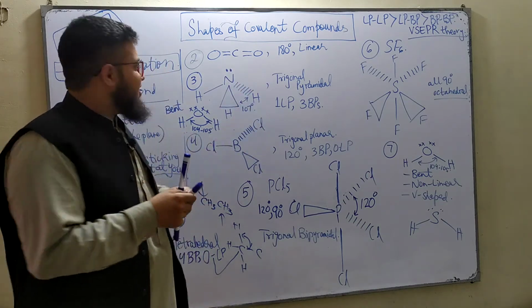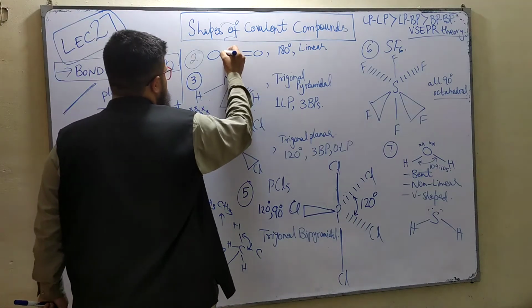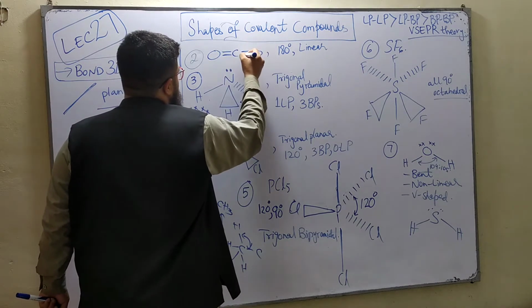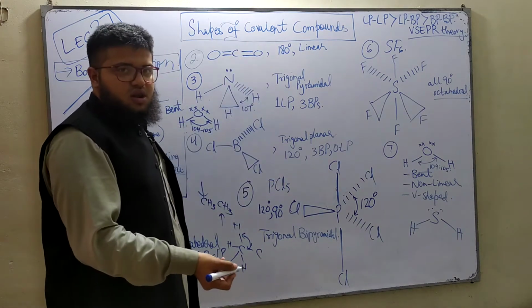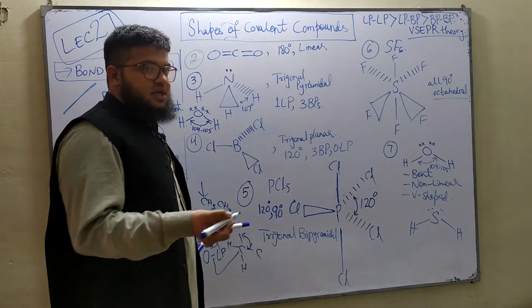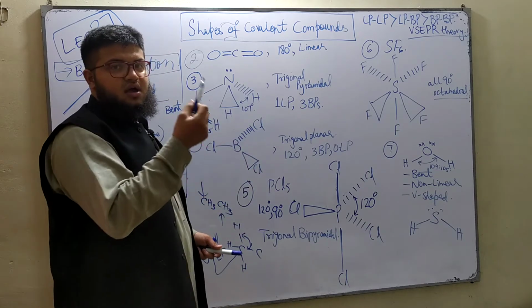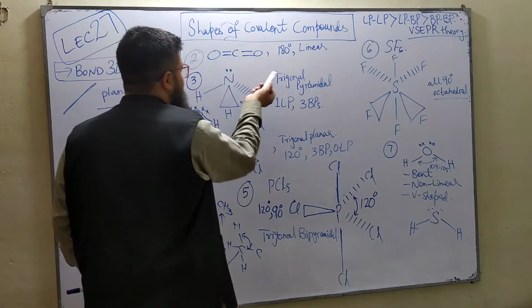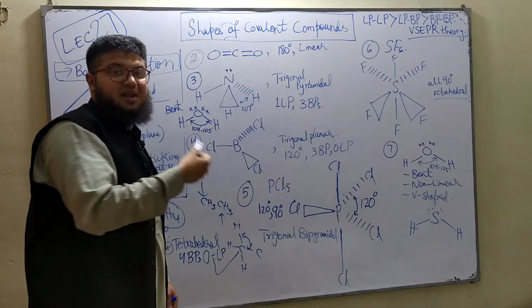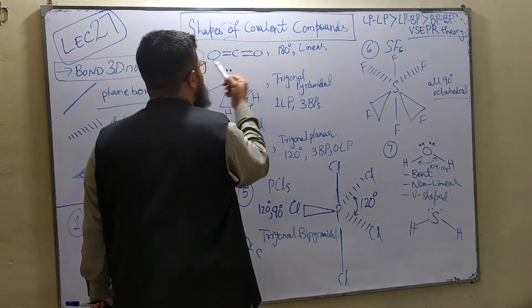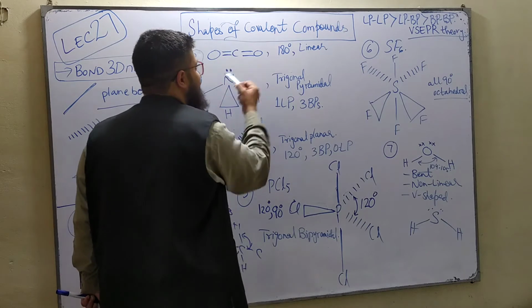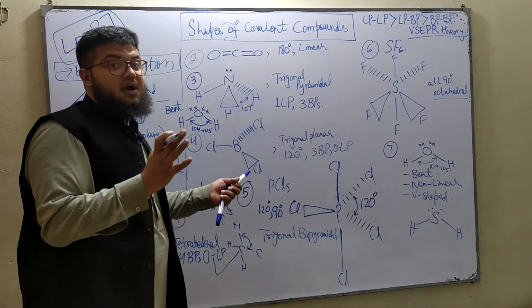It's called linear. Why linear? The carbon atom over here has 2 double bonds and no lone pairs at all. If it doesn't have any lone pairs, this means that all are bonded pairs. Both of them are bonded pairs. Bonded pairs means that the repulsion is going to be equal on both sides. If they equally repel one another, they'll try to go as far apart as possible.